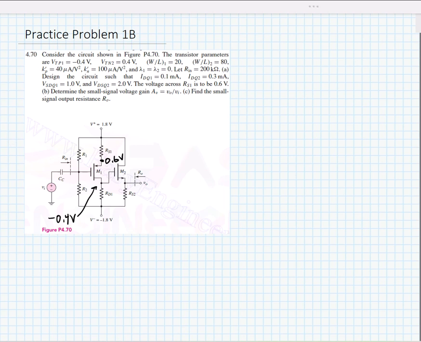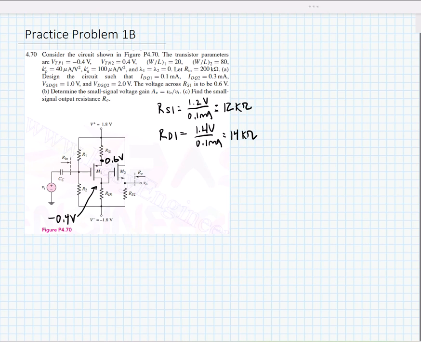Now it's already provided a current, so all we need to do is use the voltage across those resistors to find their values, given that the current is given. So RS1 is 1.2 volts divided by 0.1 milliamps, or 12 kiloohms. RD1 is equal to 1.4 volts over 0.1 milliamps, or 14 kiloohms.